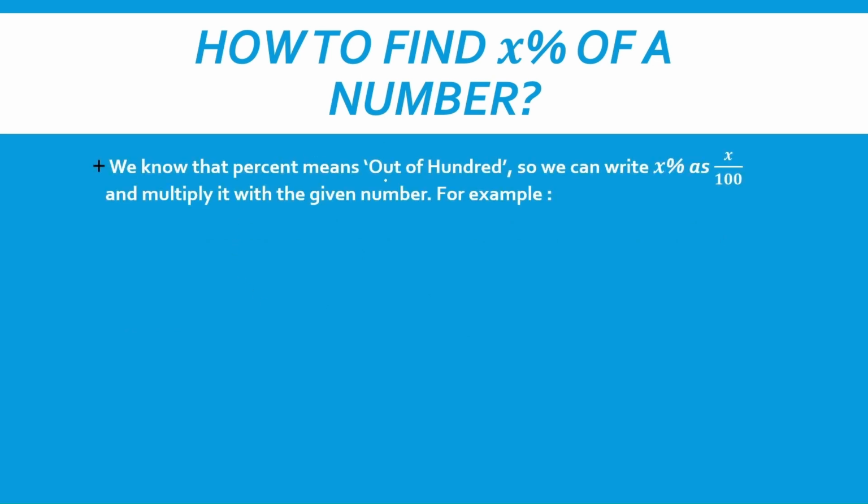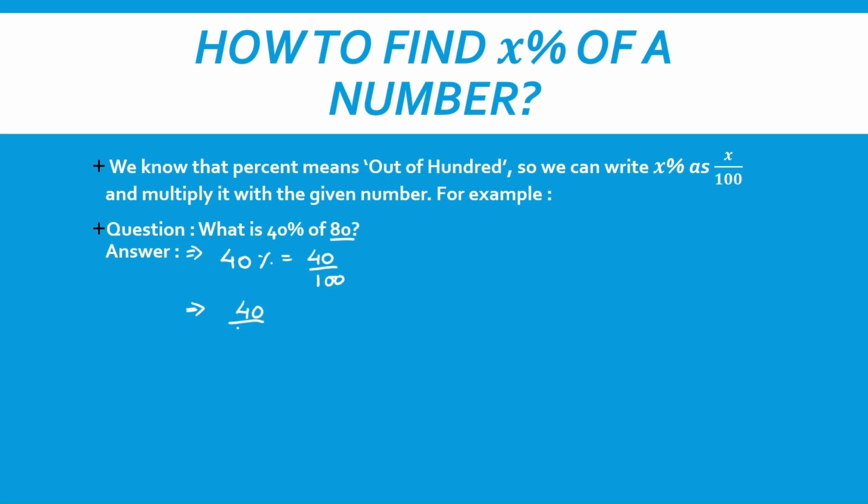Guys, we know that percent means out of 100. So we can write x% as x upon 100 and multiply it with the given number. Let's solve one question: what is 40% of 80? Just as we read in the first point, we can write 40% as 40 upon 100, and then we have to multiply it with the given number, that is 80. So here we have 40 upon 100 multiplied by 80.